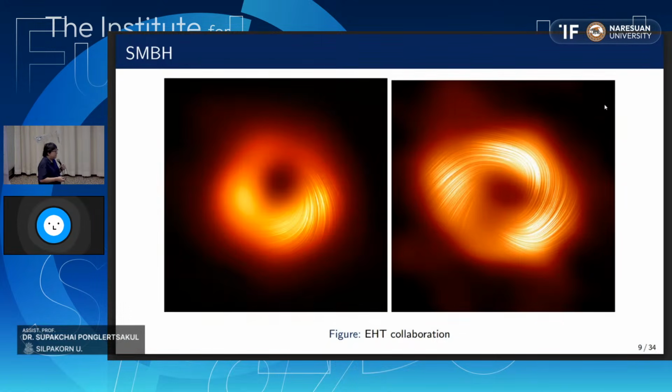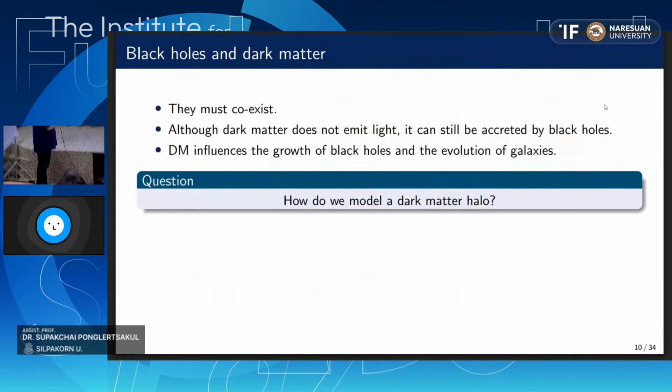And okay, this is the picture of the supermassive black holes, which I believe I don't need to convince you that they are real, they exist, right? So I'm going to skip this. Basically, my work considers how black holes and dark matter interact with each other, because we observe that there is a supermassive black hole at the center of the galaxy, and we know that rather than just supermassive black holes, we also have dark matter halos too. So somehow they must have some interaction with each other.